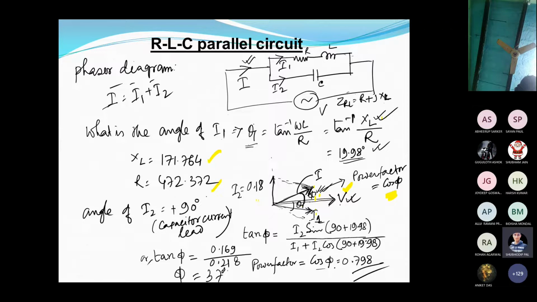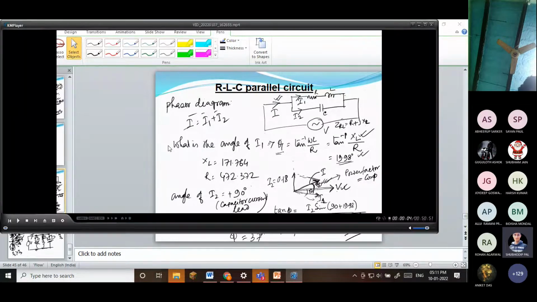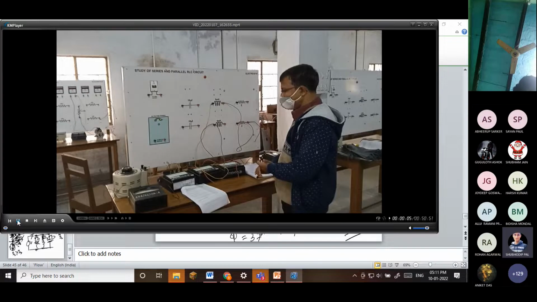Okay. All right, students. Okay, now I will show you the demonstration. Wherever required, I will say I have taken three readings, but I have demonstrated only one. Some of the basic things are required to understand the experiment, right?